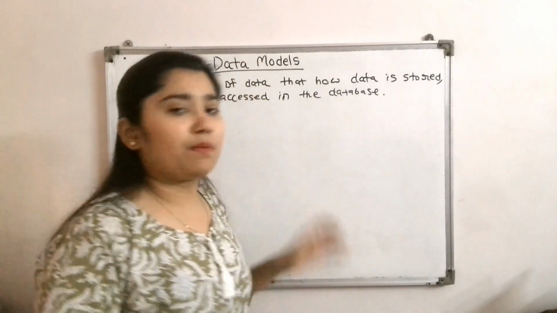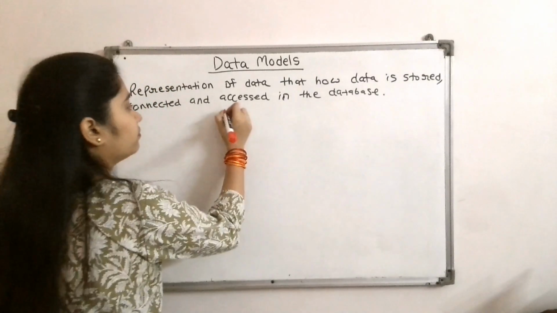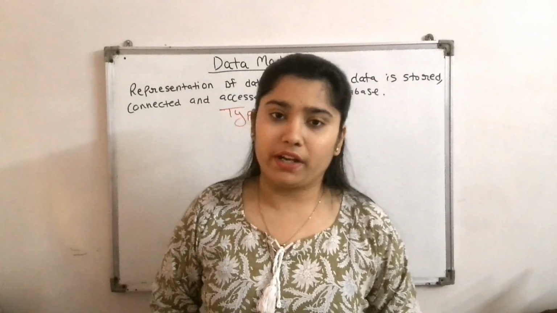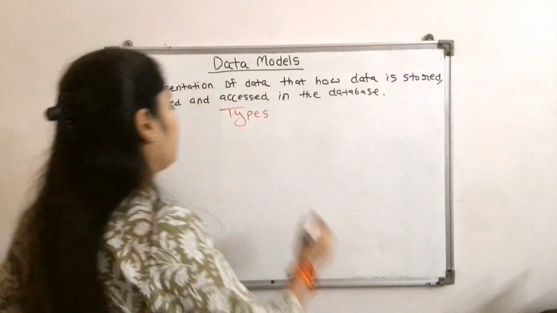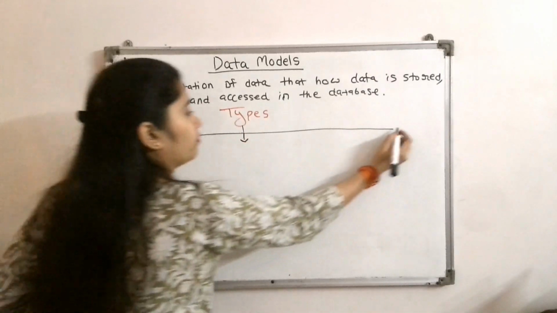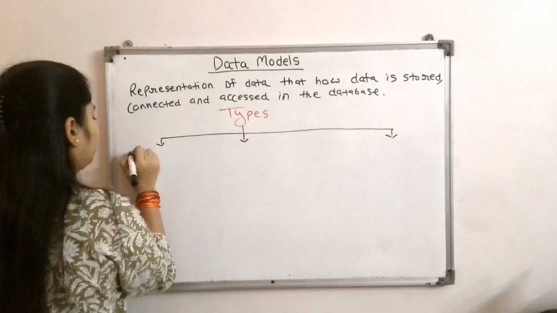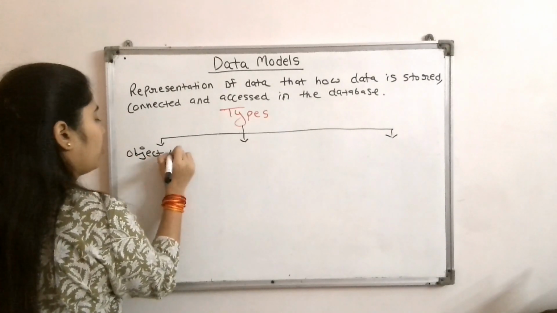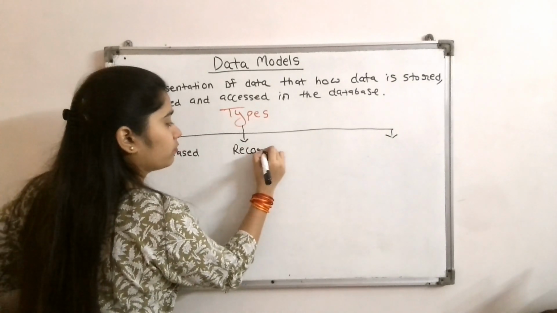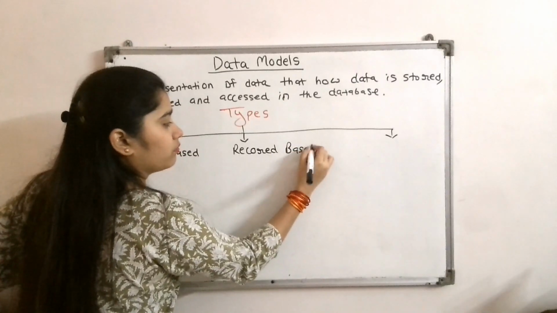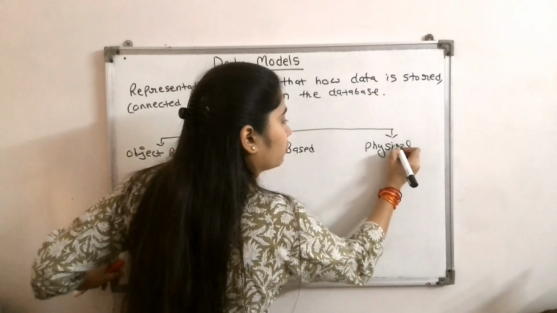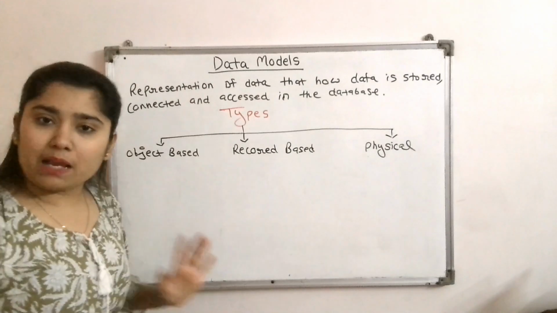Let's move forward with the types of data models. Mainly there are three types of data models, and the rest are the subtypes of those. What are the main types? First is object based, second is record based, and third is the physical data model. Okay, so these are the three main types of data models.